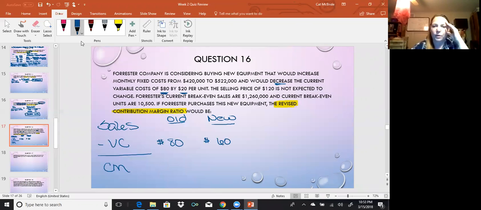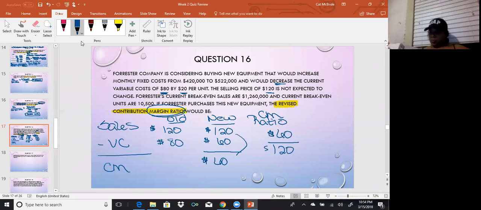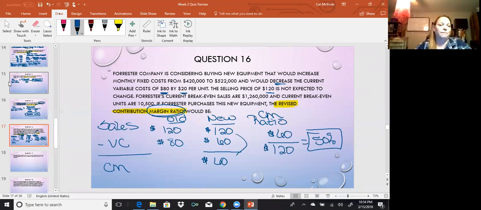Break-even sales. The selling price of $120 is not expected to change. We're only worried about per unit, and here it's still 120. So our new contribution margin is going to be $60. But we want the contribution margin ratio. So the contribution margin ratio is the $60 divided by what? 120. Yep, which equals 50%. So it's the same thing, you just have to read. Are we good there? Yes.